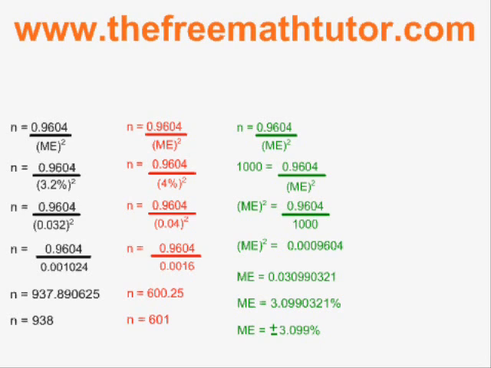Remember the plus or minus, it is important. The margin of error is both added and subtracted to the results. Let's look at one more example where our sample size this time is 500.